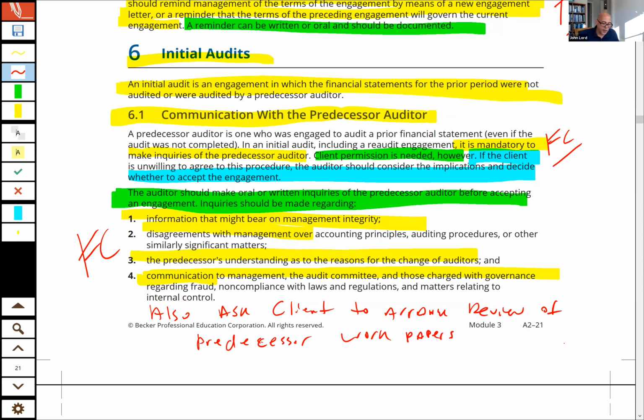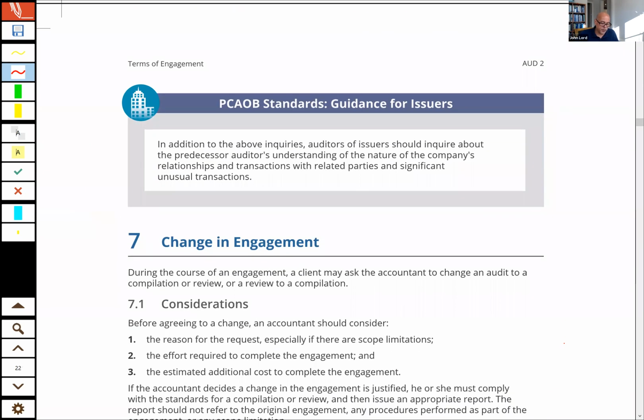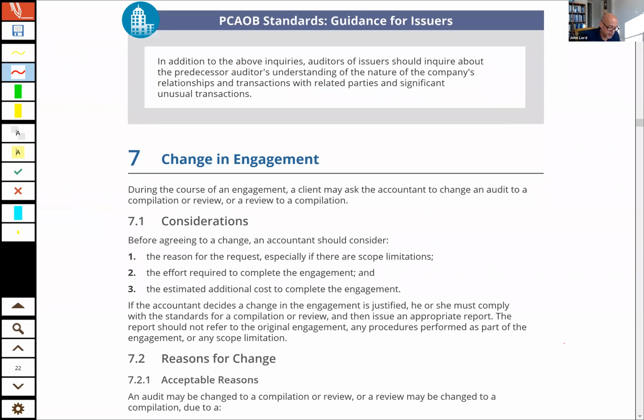Okay, now what happens if you do all the process here, you accept the engagement, you get the engagement letter done, and then you get through the audit and management says, oh, we don't want an audit anymore. We'd like you to just do a review, or we'd like you to just do a compilation. Well, before agreeing to that, you have to make certain considerations.